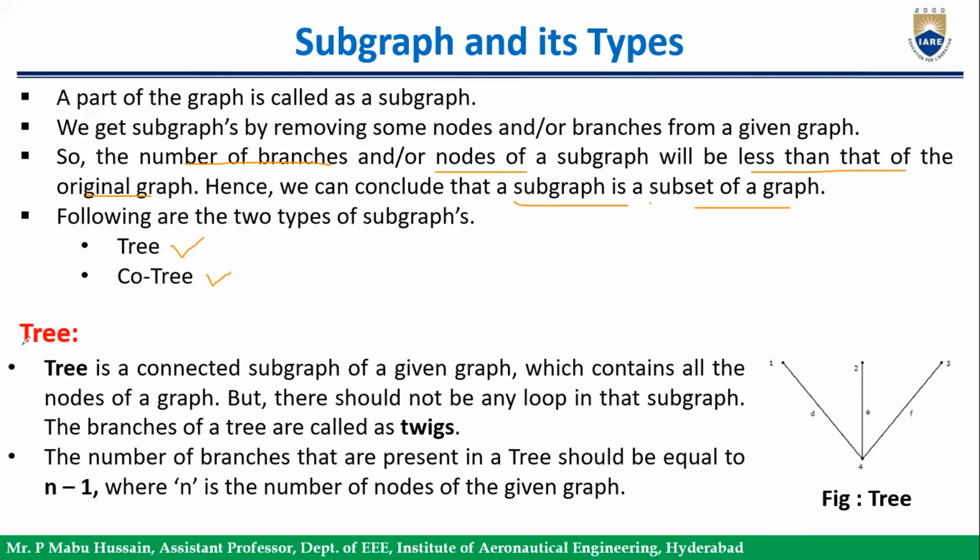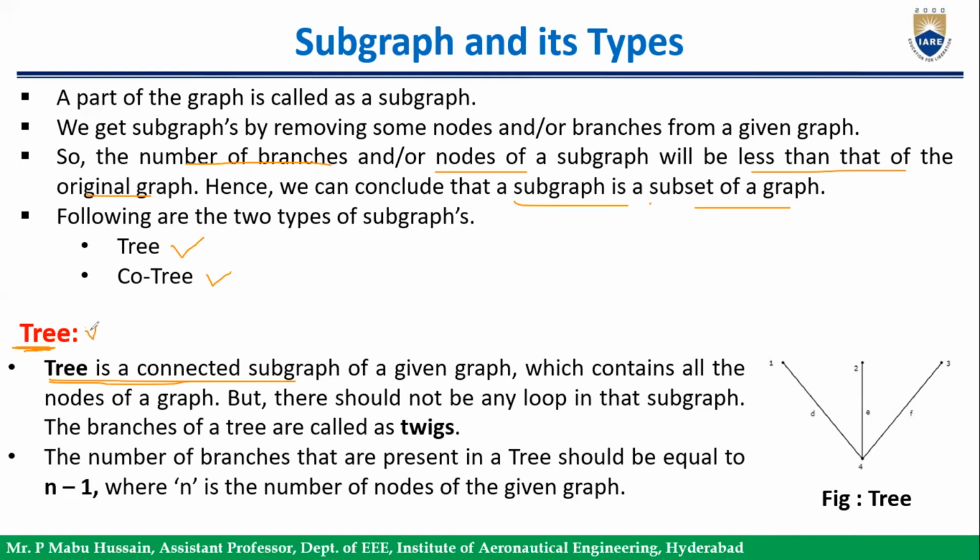Now what is a tree here? A tree is a connected subgraph. You know what a connected graph is, right? In a connected graph, all the nodes must be connected. That means there must be at least one single branch between any two pairs of nodes. If, between any two nodes you take, at least one single branch is present, then you can say it is a connected graph.